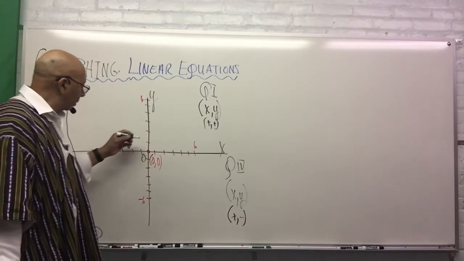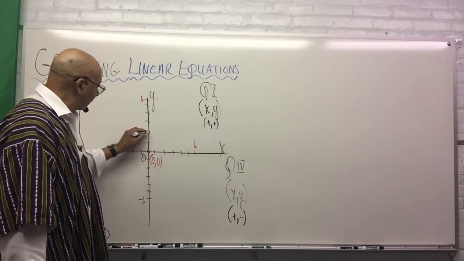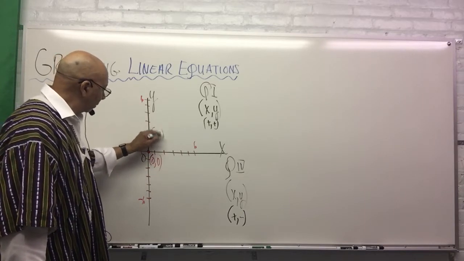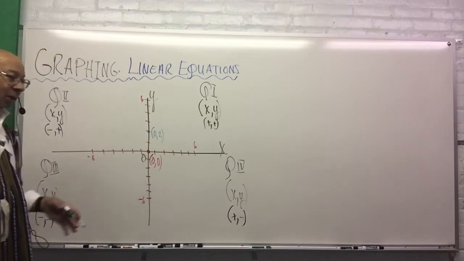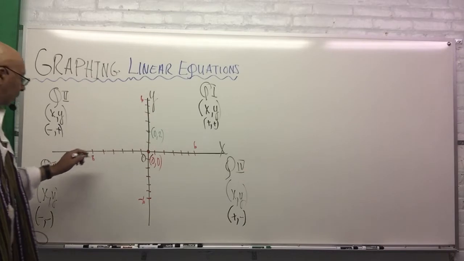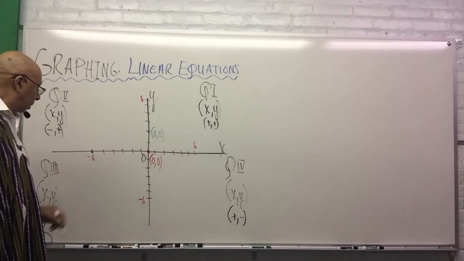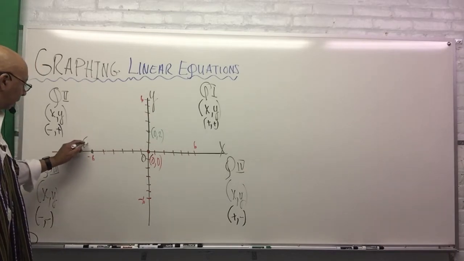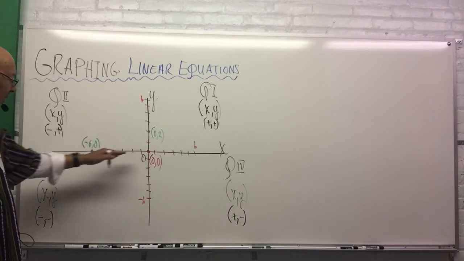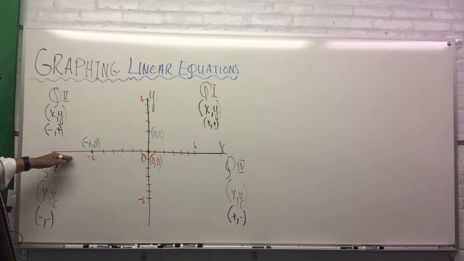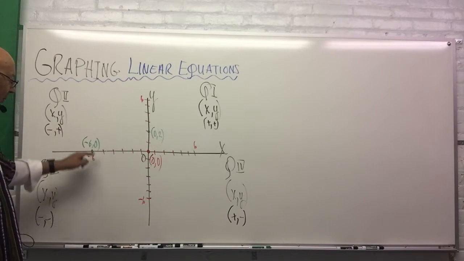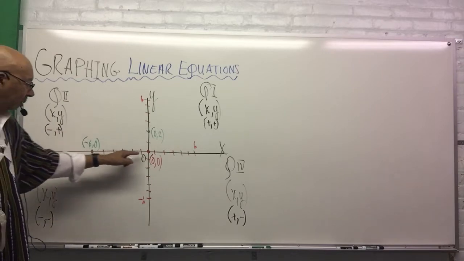So for example, the coordinate for this point is 0 for x and 2 for y. It's on the axis, so it's not in any quadrant. This point, for example, the coordinate for this point is -6 for x and 0 for y. It's 6 units to the left of the axis, but it didn't go up and it didn't go down. So the y value is 0. It's on the line.